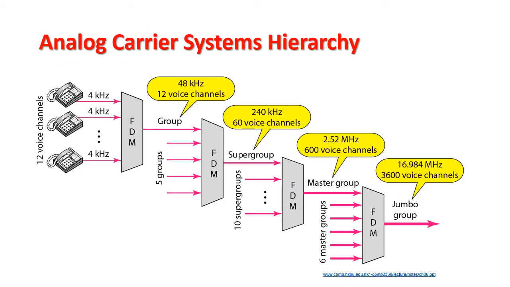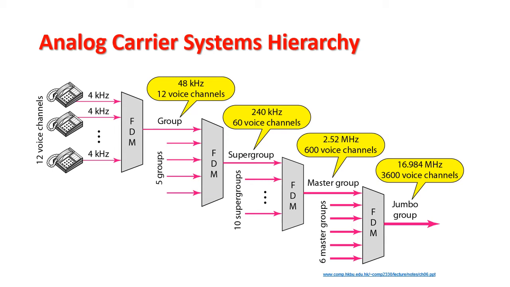This is the illustration. First, we have our 12 voice channels. It will be multiplexed and combined into one signal. This is our 48 kHz 12 voice channels. And then 5 of these groups will further be multiplexed to combine into one supergroup, which in turn is now 240 kHz, and it has 60 voice channels.